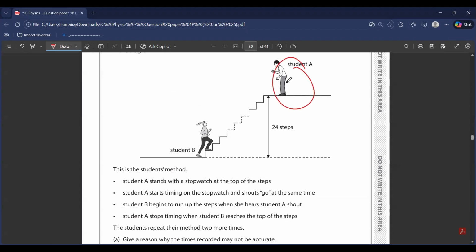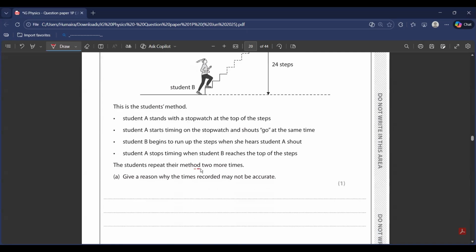Student A stands with a stopwatch at the top. Student A starts timing on the stopwatch and shouts go at the same time. Student B begins to run up when she hears student A shout. So as soon as student A shouts go, he starts the stopwatch and student B starts running up the stairs, okay? Now student A stops timing when student B reaches the top of the steps. So as soon as she reaches here, he stops the stopwatch. The student repeats this method 2 more times.